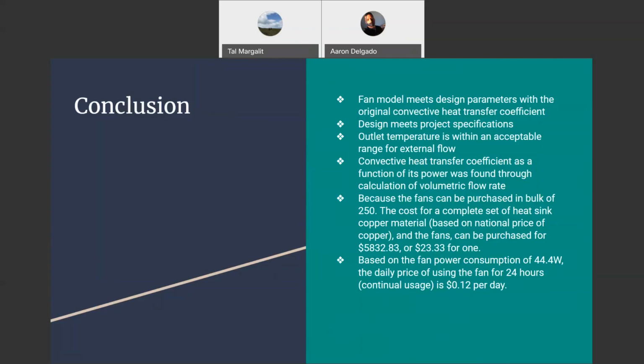To purchase the complete set of fans and copper material, based off the national price of copper, and if the production is considered, the total cost would be $5,832.83, or $23.33 for just one. And finally, based on the fan power consumption of 44.4 watts, the daily price for 24 hours of continual use is 12 cents per day.